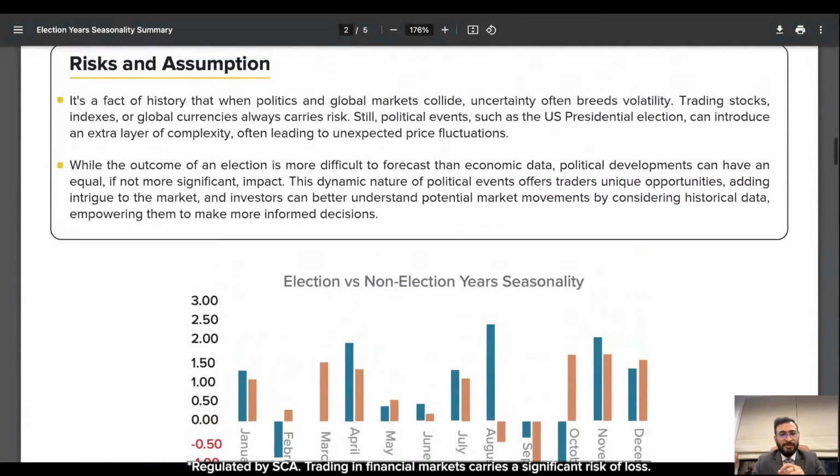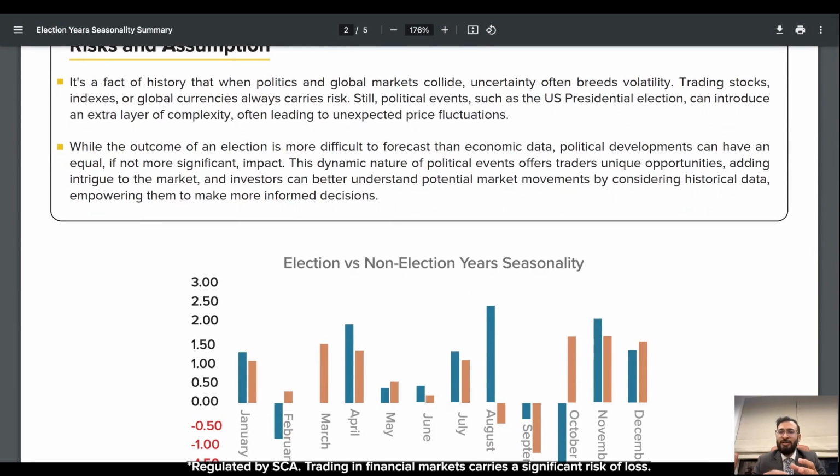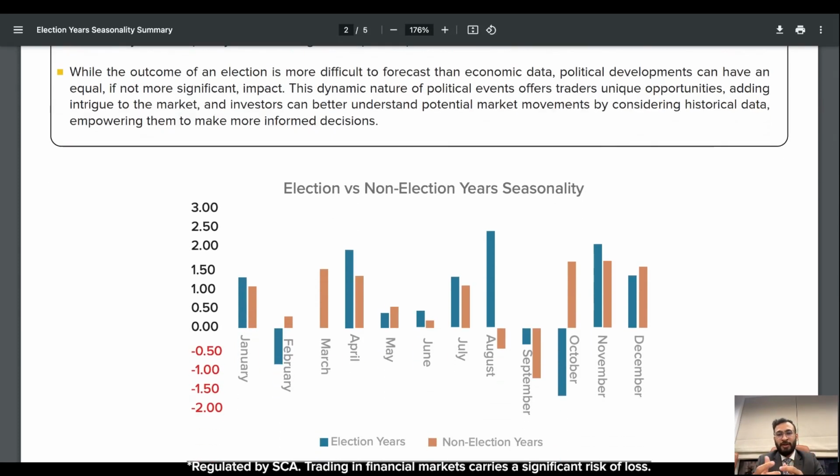And as I said, when politics and global markets collide, uncertainty and volatility are always there. So if you are trading stocks or indices or currencies, there will always be a risk. There are so many political events, and US elections is the most important one. These kinds of events can add an extra layer of complexity, right? The outcome of the elections could be anything, but let's try to understand how markets have performed historically.